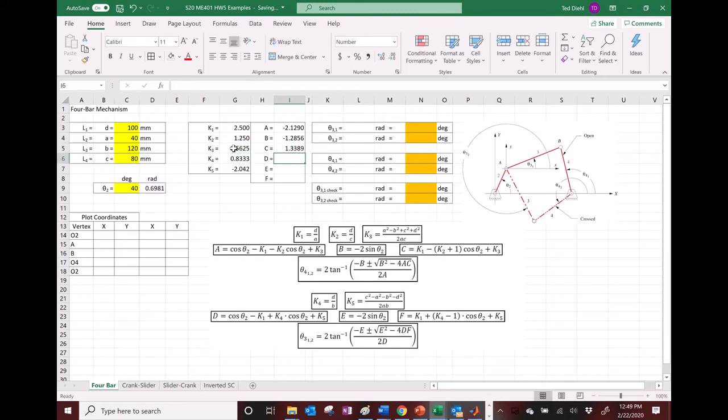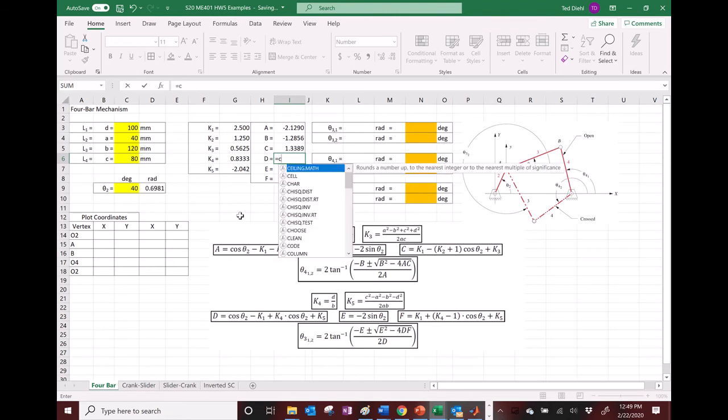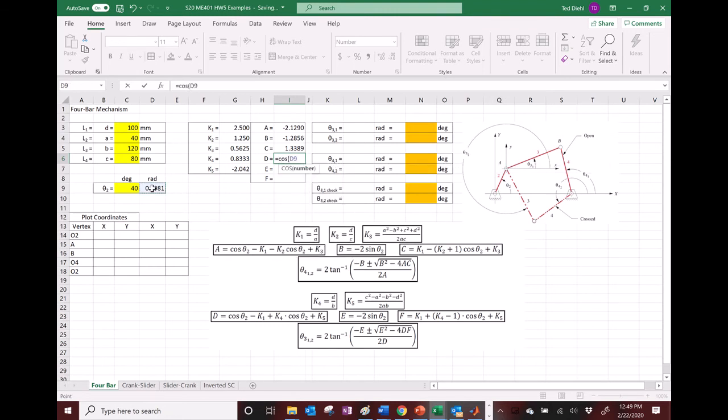Right here, and then the K4, no, D is what I want right here. That's so much like this other one. I could just modify it, but I won't be lazy. Cosine of theta 2 minus K1 plus K4 times the cosine of theta 2 and then plus K5. Boom. E, that's easy. Minus 2 times sine of theta 2.